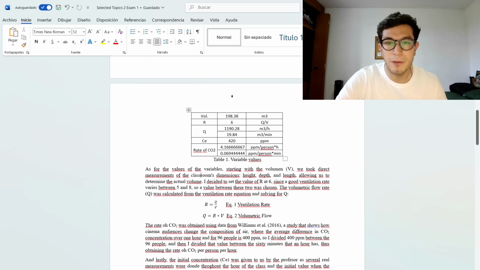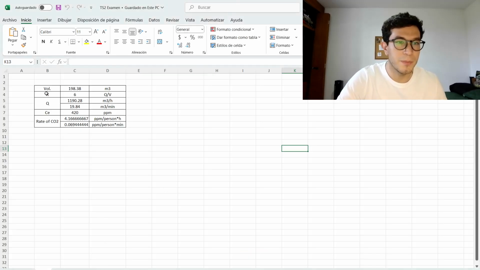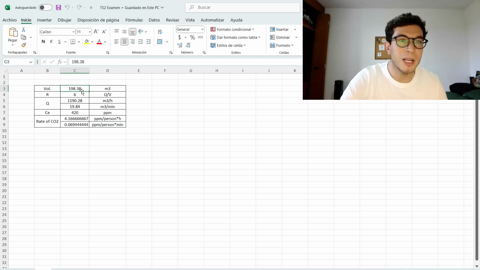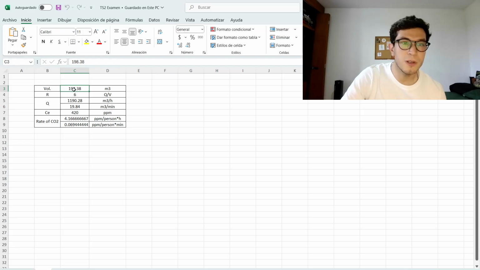For the value of the variables, I did several things. First, let me show you the Excel I had. To calculate the volume, we headed into the classroom and took direct measurements of the dimensions of the classroom. We measured the length, the height, and the depth of the classroom. And when we do that, we obtain that the value for the volume of the classroom was 198.38 cubic meters.